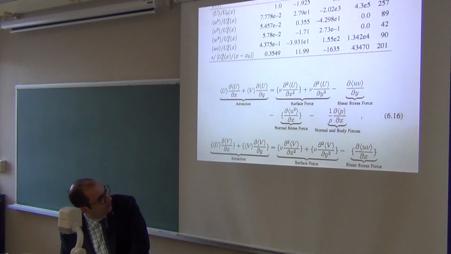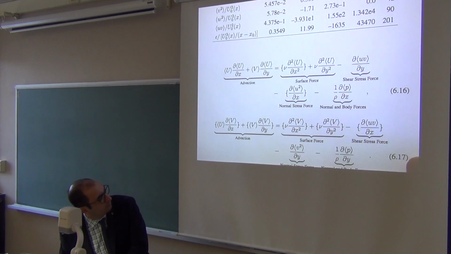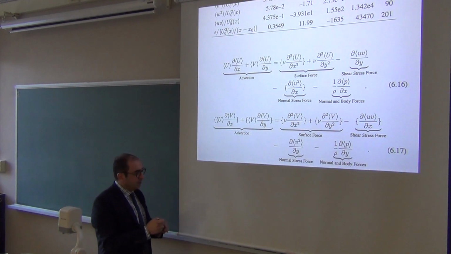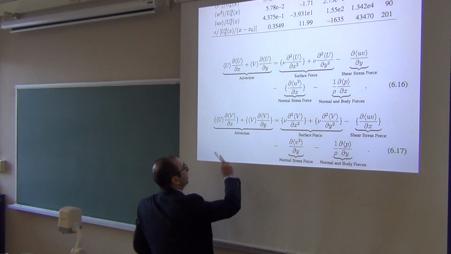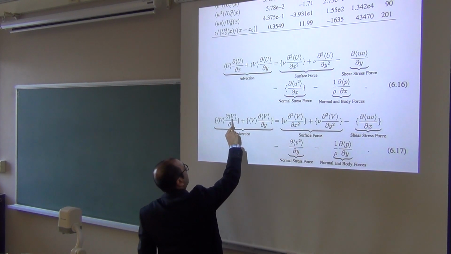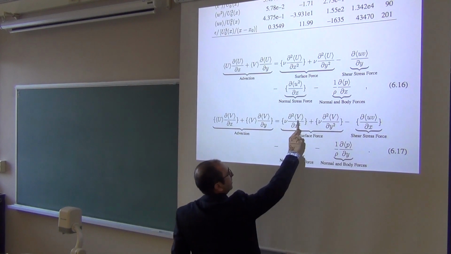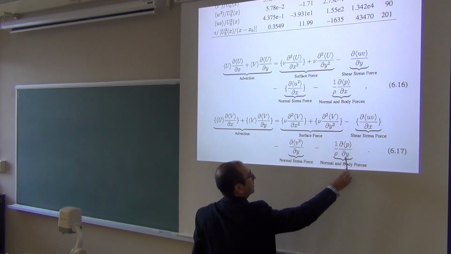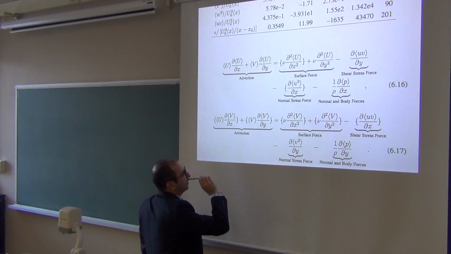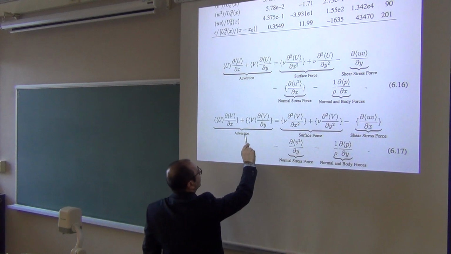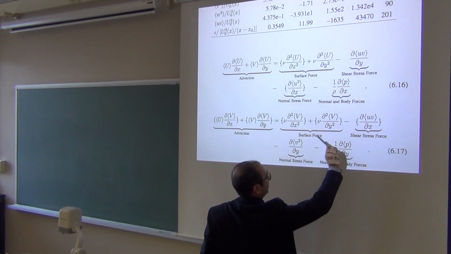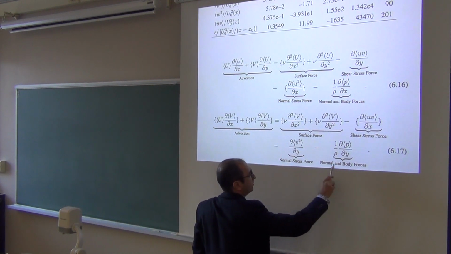For the v component of the momentum, I'll do the same. First of all, I should convince you this is the v component of momentum. You see momentum in the y direction. v appears here. v, v, v, v, v, and then you get y here, right? So that's the v component of momentum. There's the advection term. There's the surface force, shear stress, normal and y force.